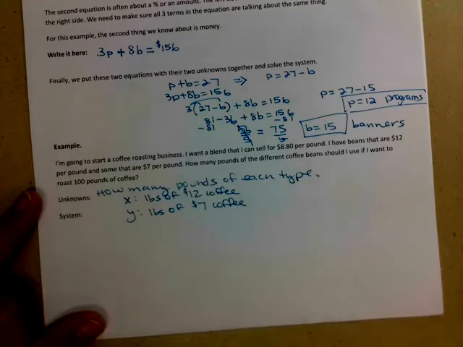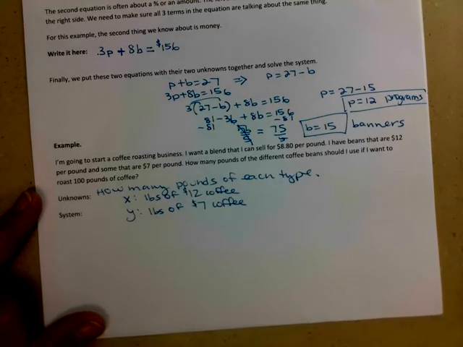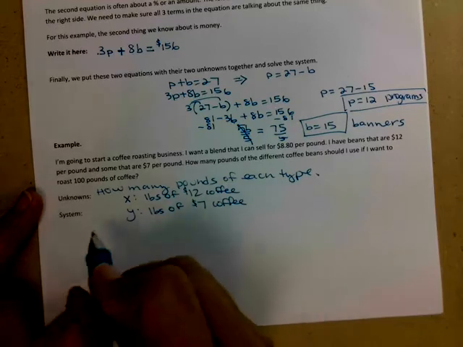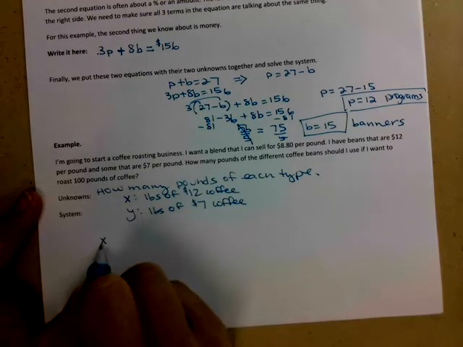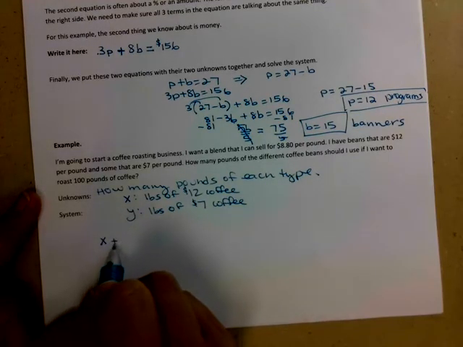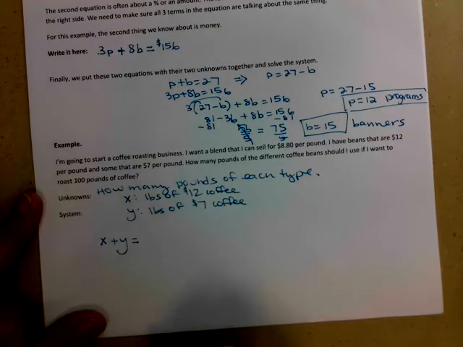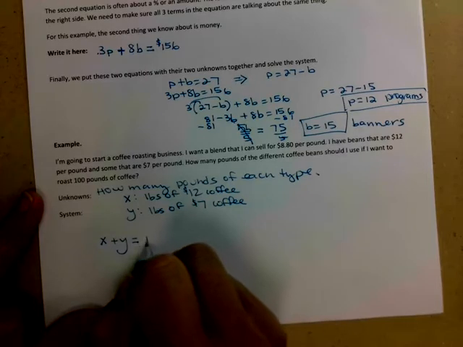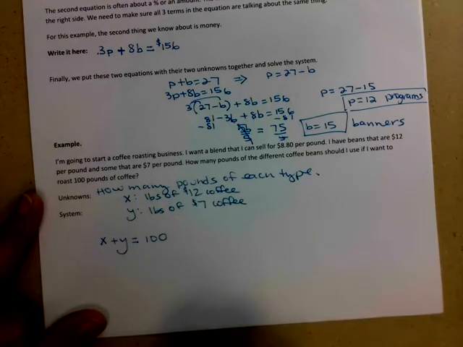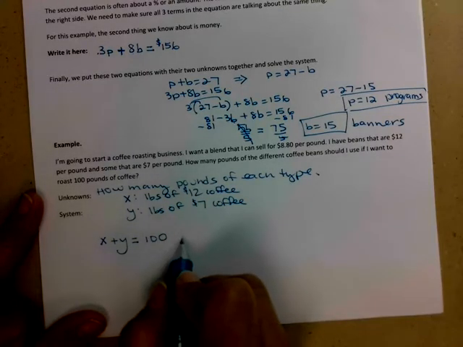It'll be just about how many pounds of coffee, right? The actual amount that we have. So we have X pounds of the expensive stuff plus Y pounds of the cheap stuff. And how many do I want altogether? 100 pounds of coffee, right? So there's just how much coffee.